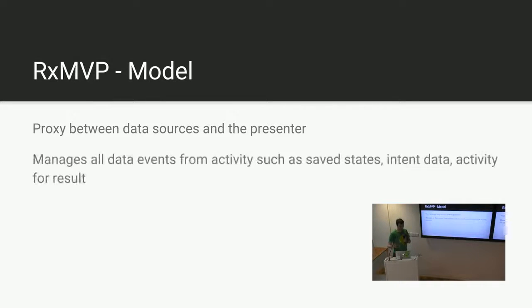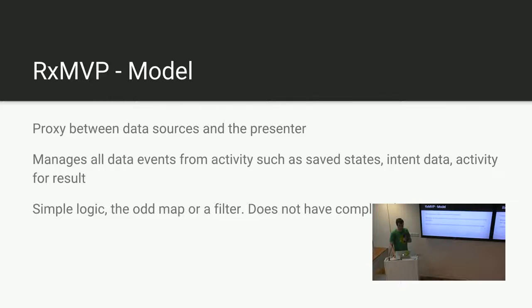So it manages all the data from the activity. This includes save states and intent data. So your saving state in your activity is no longer controlled by the view. It's actually considered the equivalent of putting it directly into a database. Now, it is actually saving in the activity save state. I have a little library for doing that. Simple logic. We keep the odd mapper filter in here just to clean things up a little bit, and we don't put any complex data processing in here. That's all for the presenter, so we can test it.